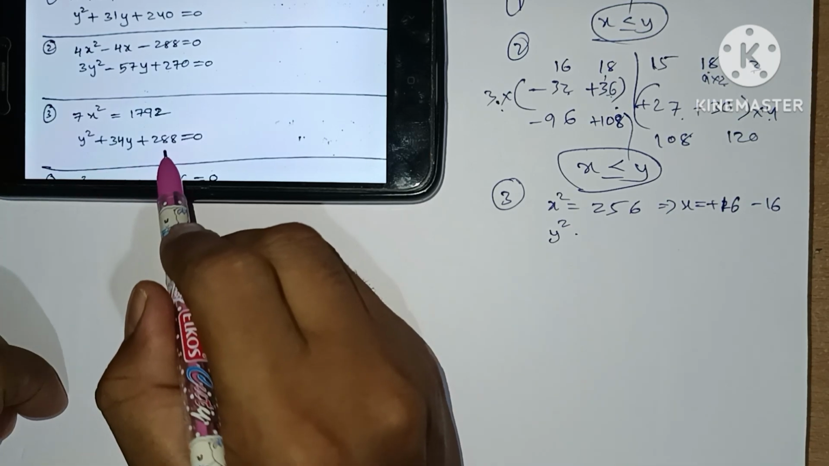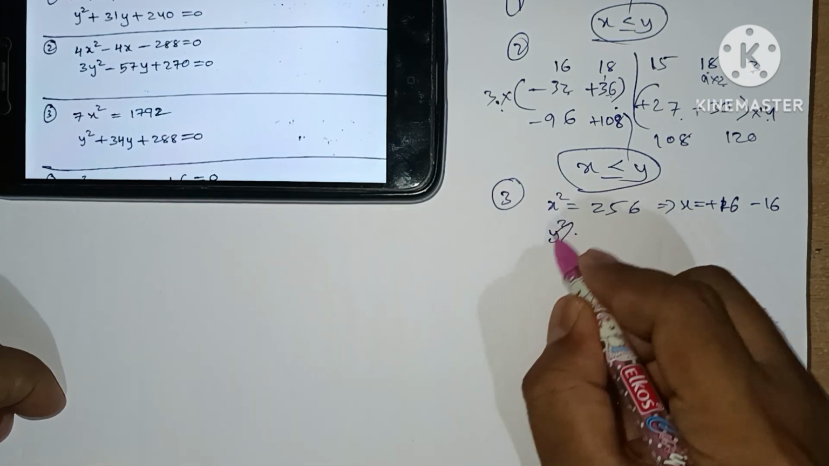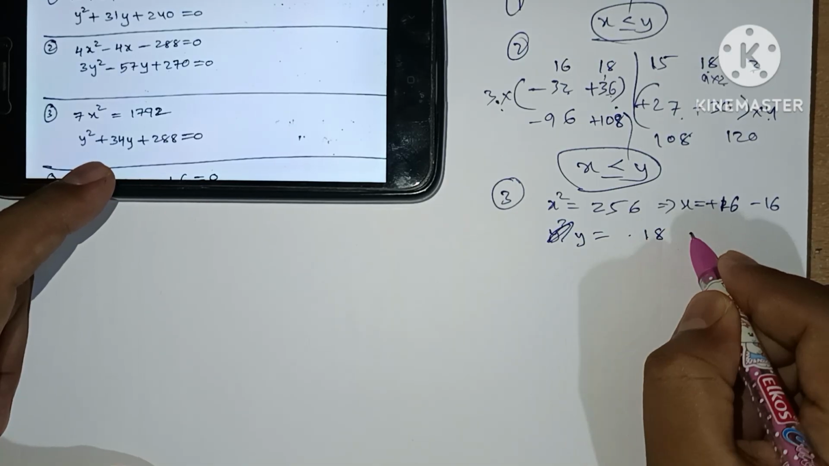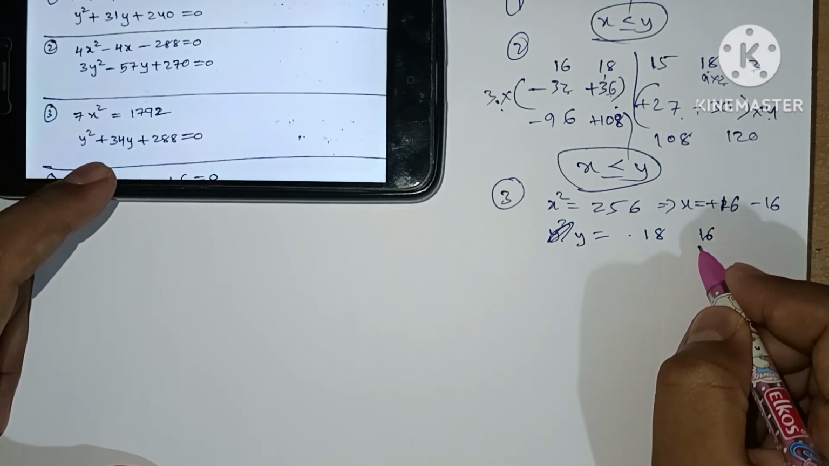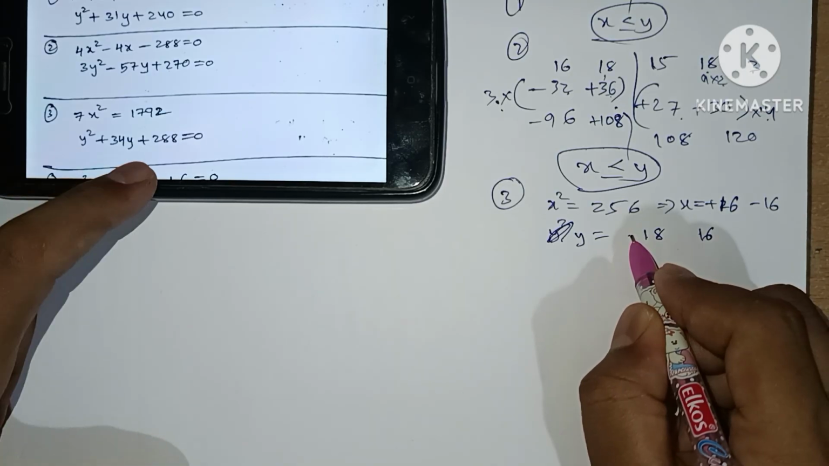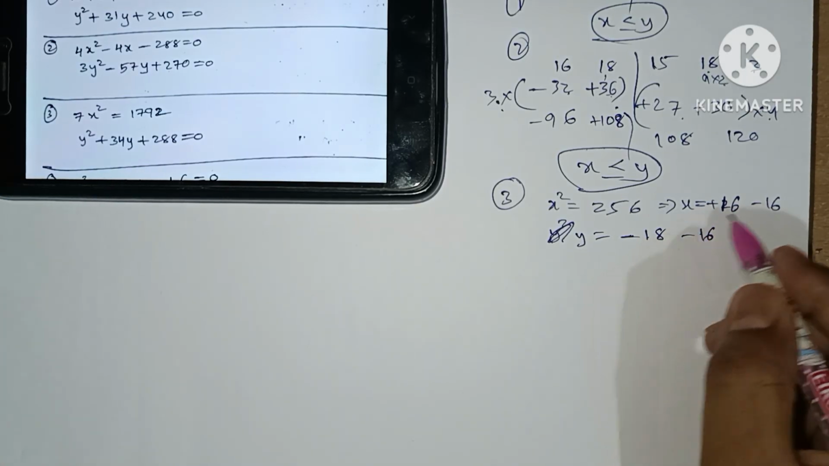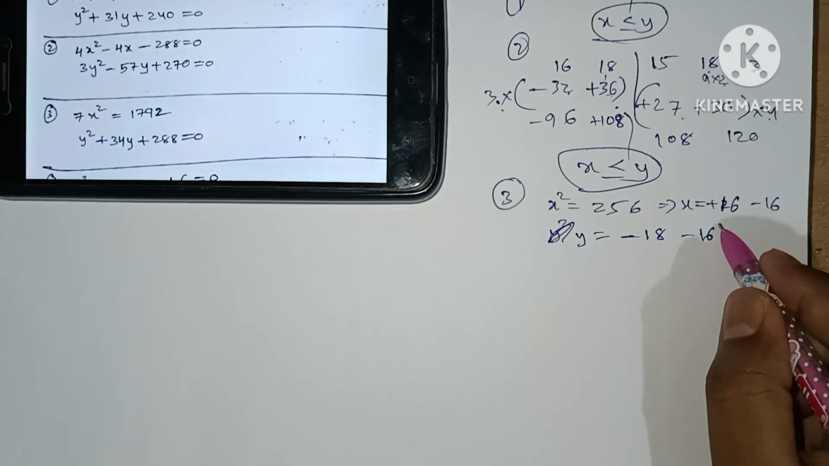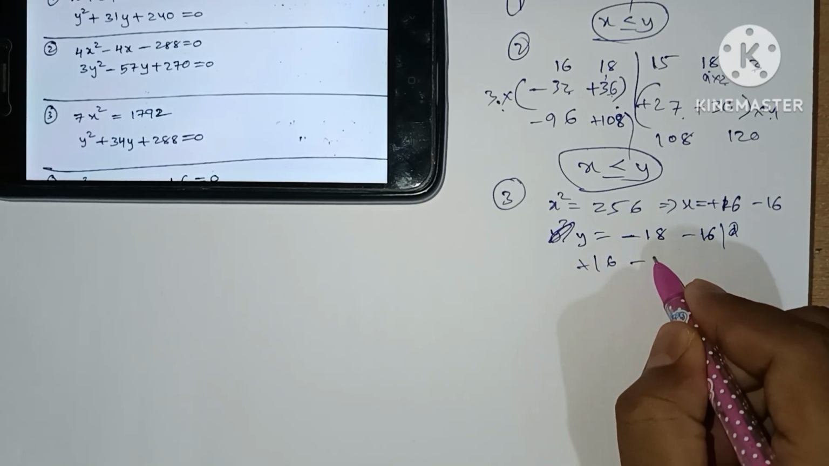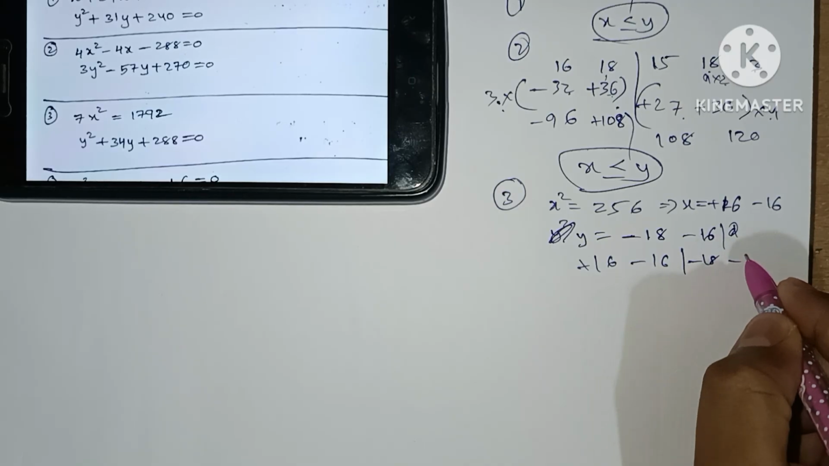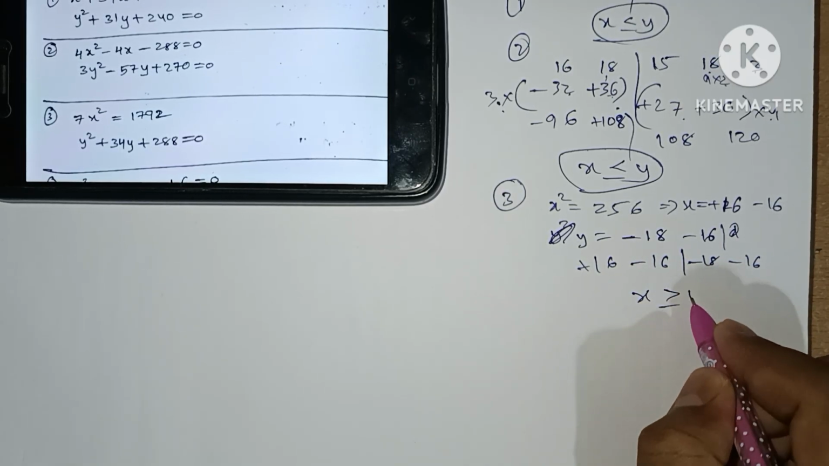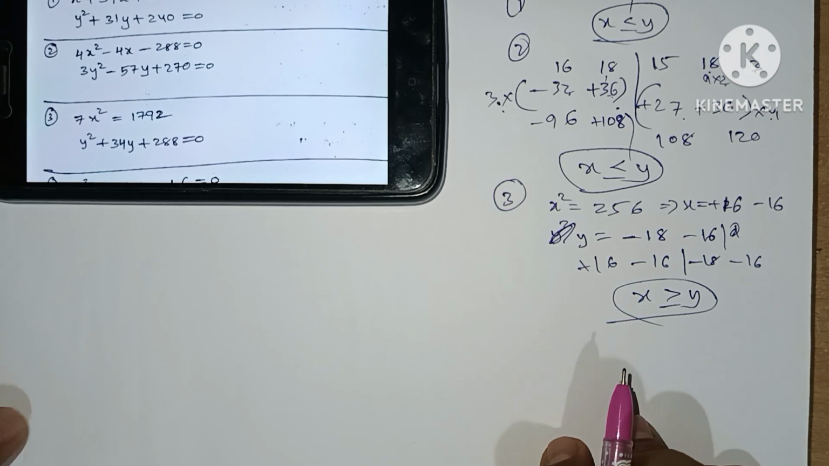Here the equation for this one is 288, means the roots are the y values. 18, 16 times is 288. Sum of these two we get 34. So the roots are minus and minus. Now by comparing these two, what we get is minus 18 and minus 16 are the roots. Comparing these two, it is clear that x is greater than or equals to y. Okay, this is the answer.